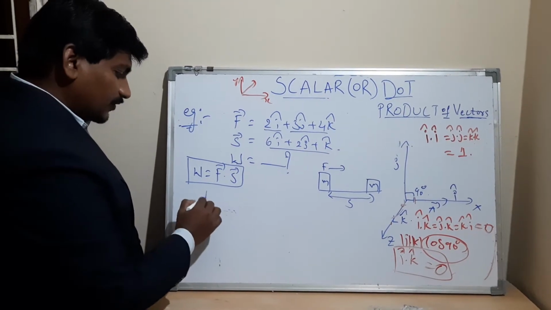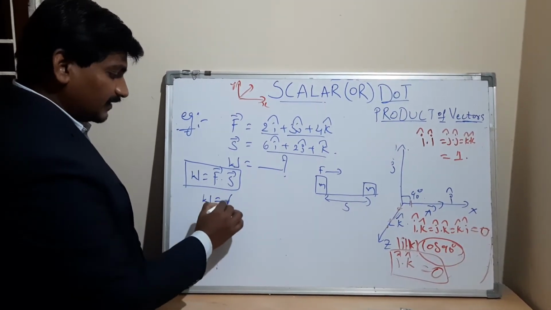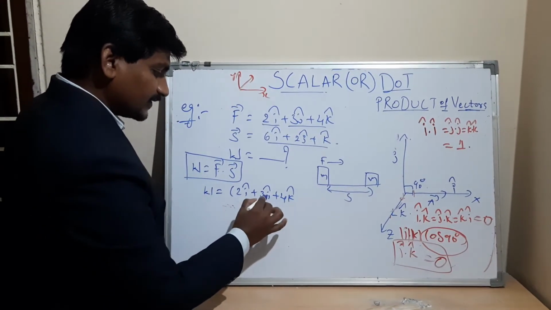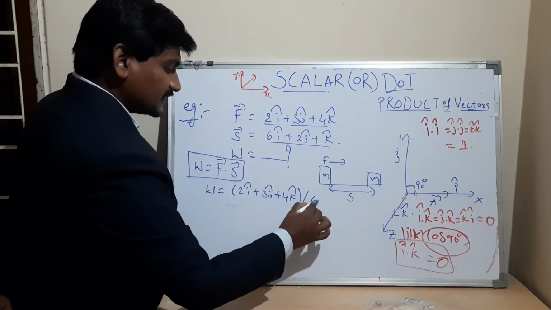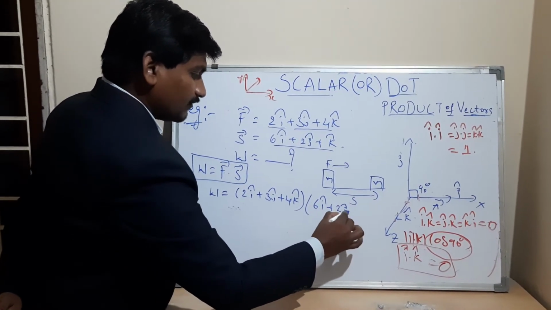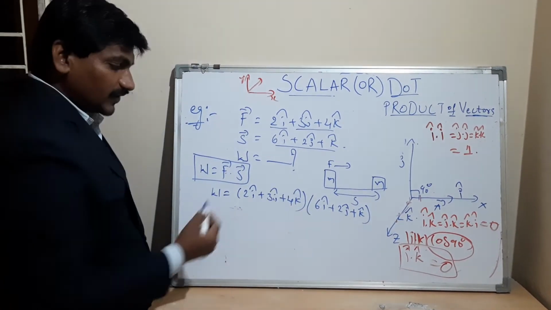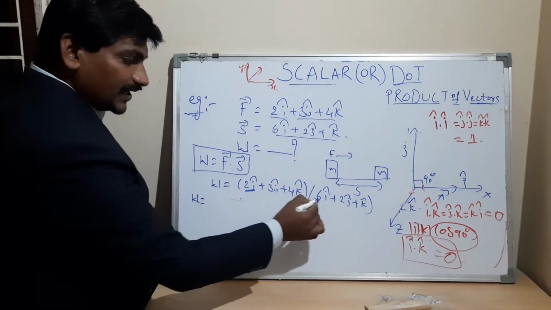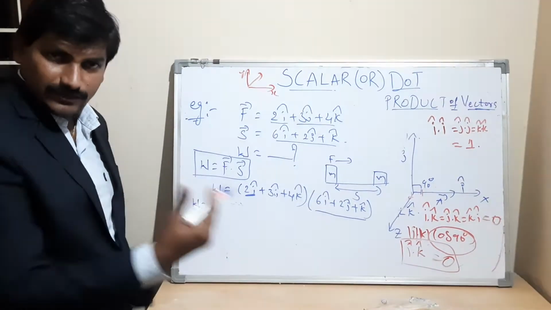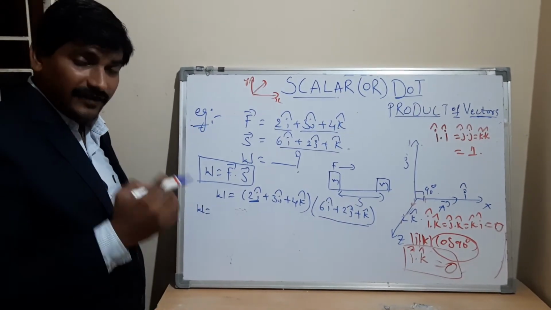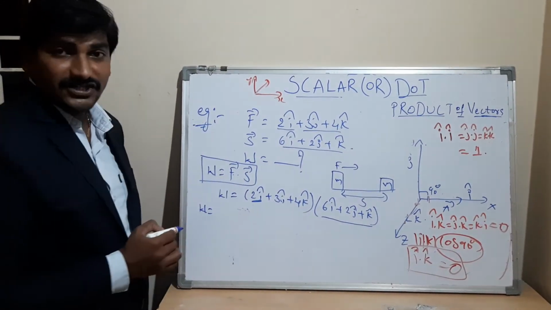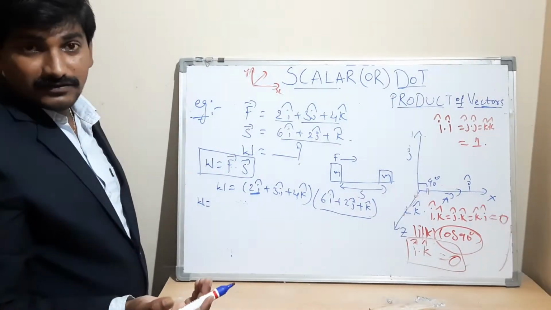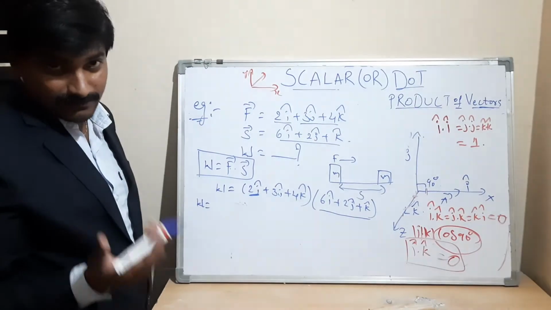Now I am doing the dot product. In place of the F vector I am substituting 2i plus 3j plus 4k, and in the case of S, 6i plus 2j plus k. These are the two vectors I am doing the dot product of. I have to multiply the total vectors like normal algebraic multiplication, but ensure that I follow which vectors are in the same direction and which are orthogonal. If they are in the same direction, then the resultant product gives us the maximum.